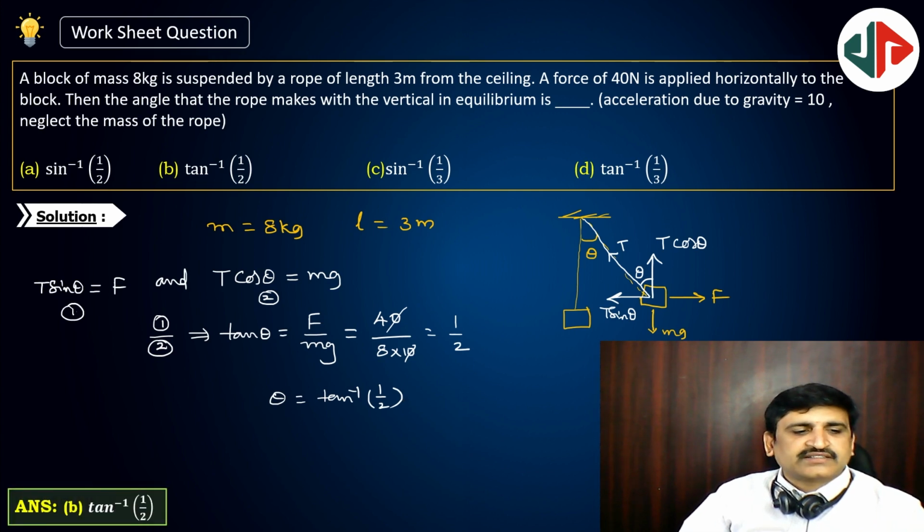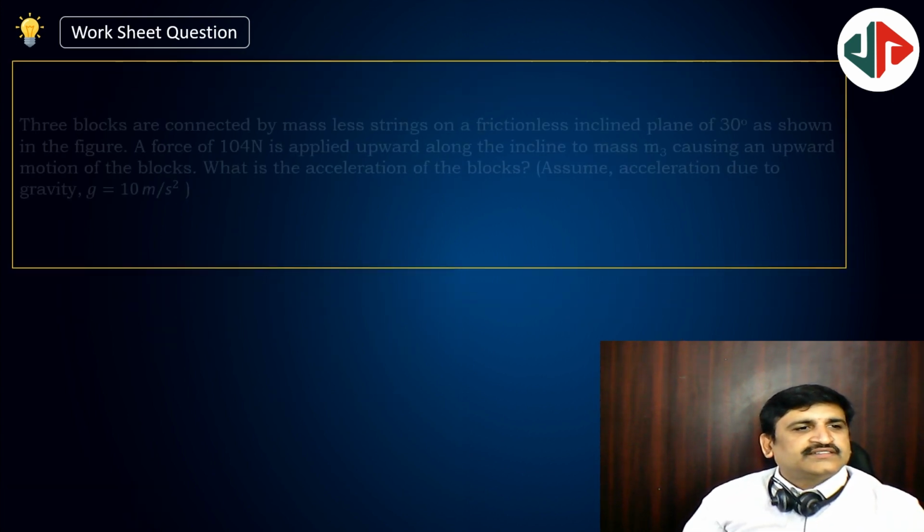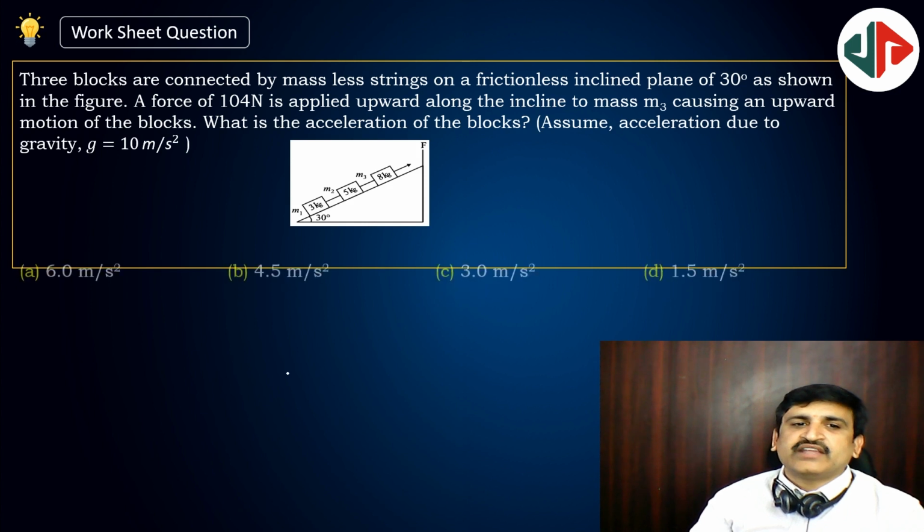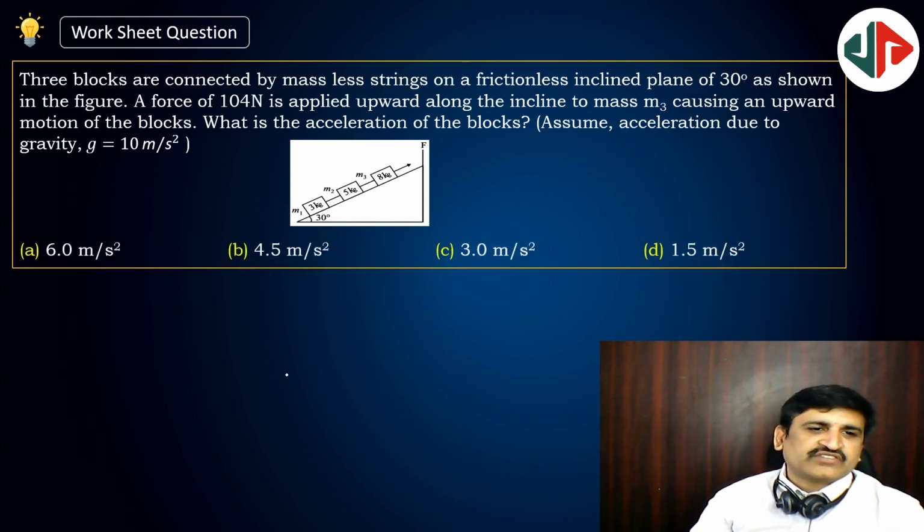Okay, next. 3 blocks are connected by massless strings on a frictionless inclined plane, as shown in the figure. The masses are 3 kg, 5 kg and 8 kg, with 30 degrees inclination. A force of 104 newtons is applied upwards along the incline to mass m3, causing an upward motion in the blocks. What is the acceleration of the blocks?